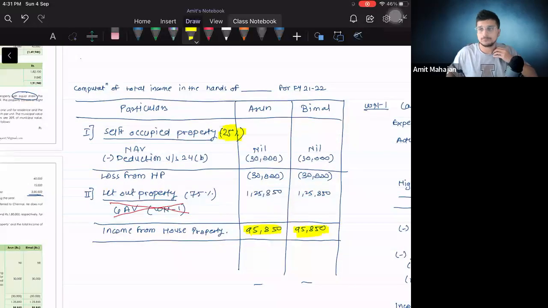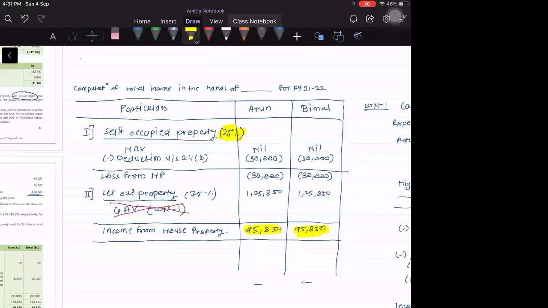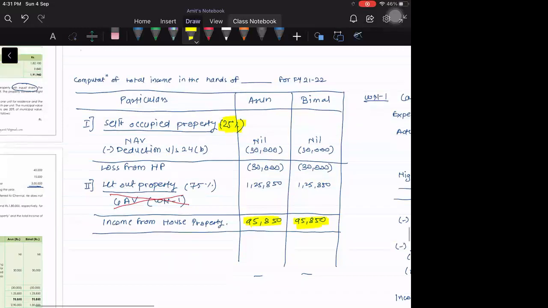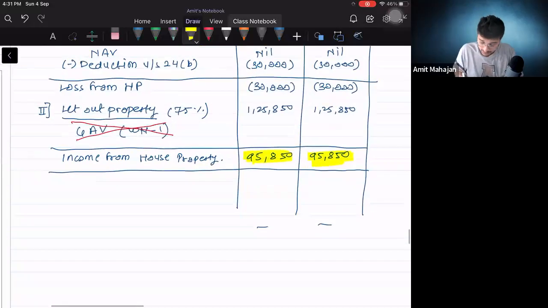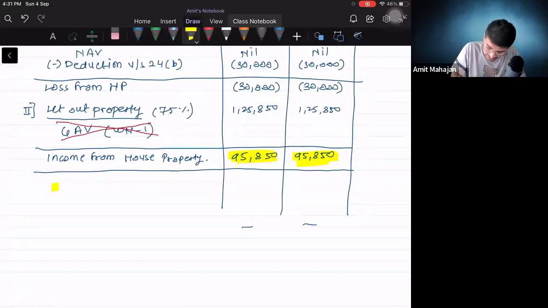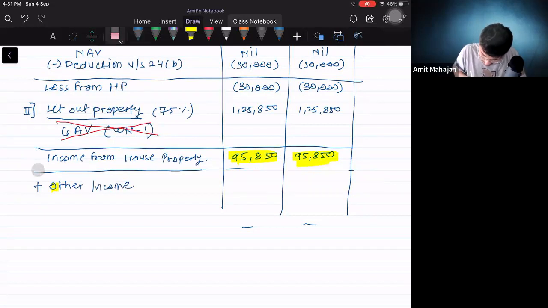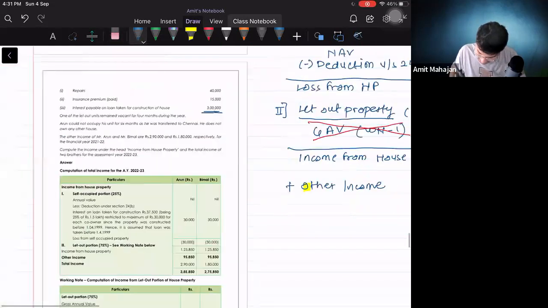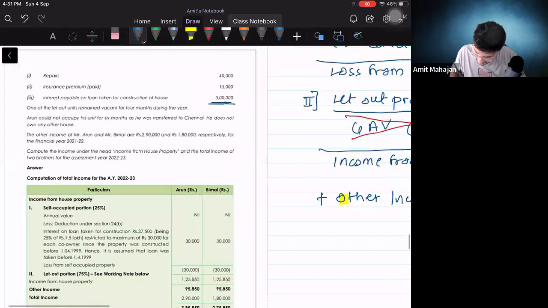Everybody done? पक्का? Okay okay, सर, other income भी add कर देंगे ना इसमें? Oh yeah, yes, income from house property में other income add करना पड़ेगा, right, we forgot that, yes sorry, other income. कितना था? 2,90,000 and 1,80,000.